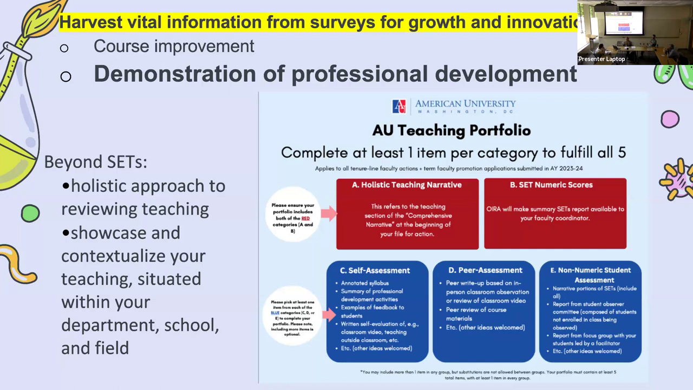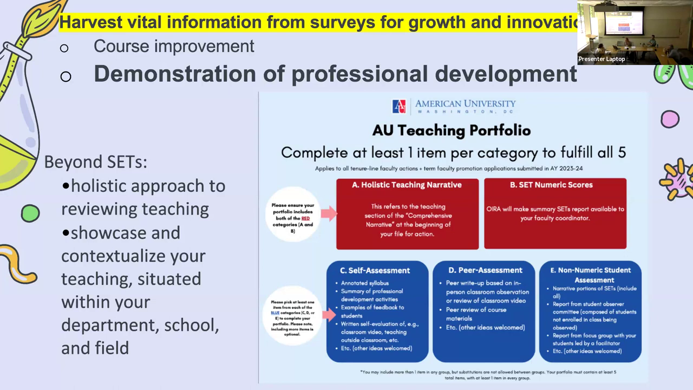So in our new model of promotion and reappointment, we have a more holistic view of educators, right, and what it means to succeed. Traditionally, the SAT feedback numeric scores were so important, but now there are categories like the non-numeric student assessment, right? So the surveys that we've just been talking about, you could use that there. That could populate that category.